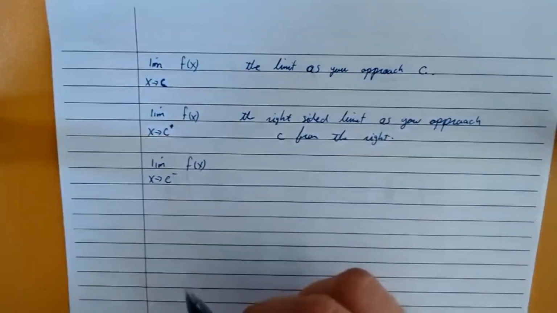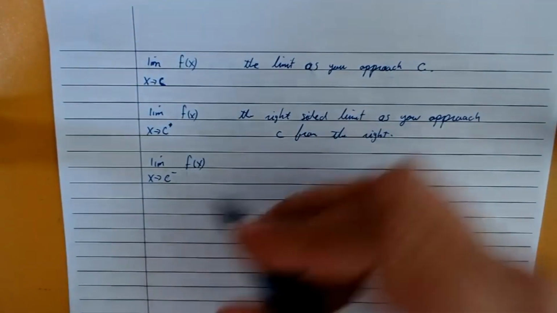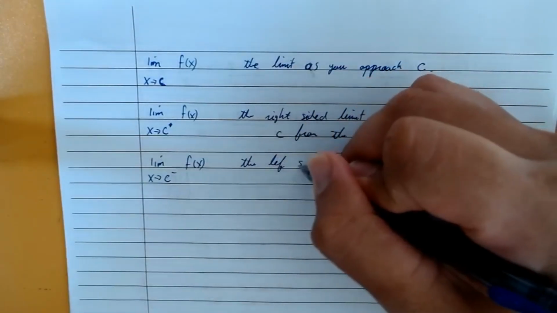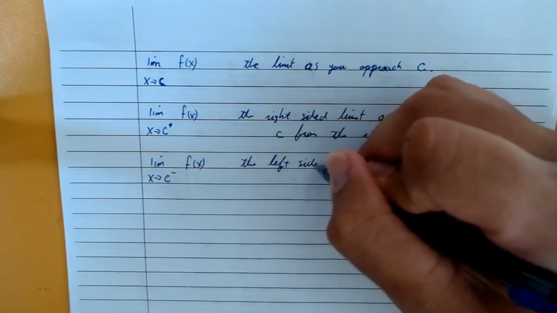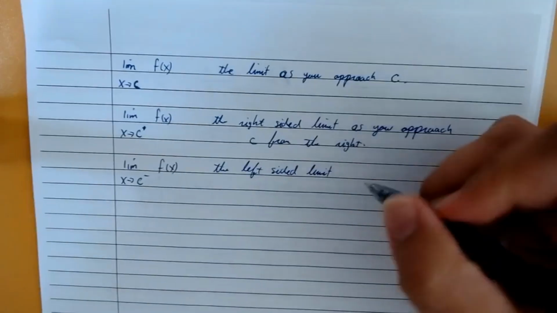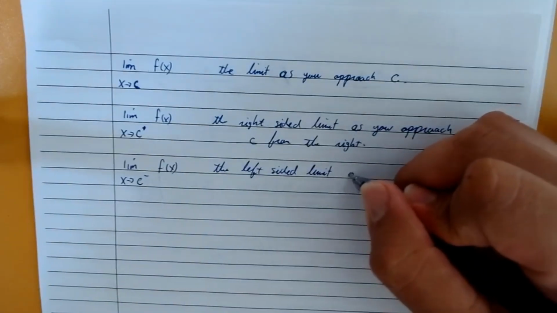So this is the limit as x approaches c from the left of f of x. So this is called the left-sided limit. And it's what happens as you approach c from the left.